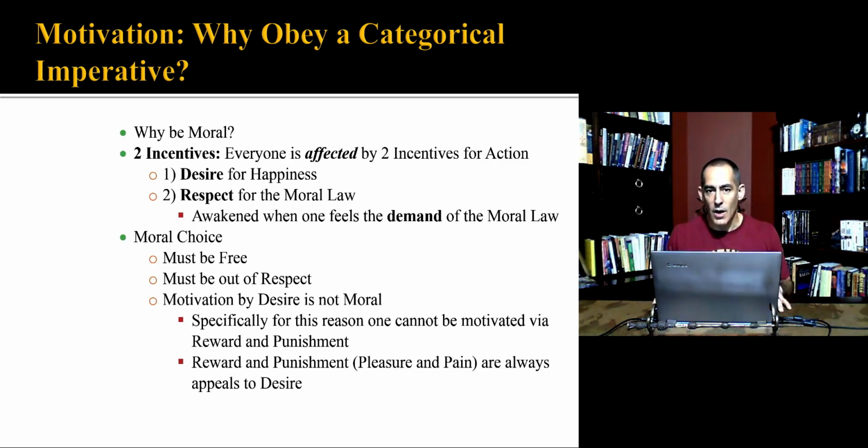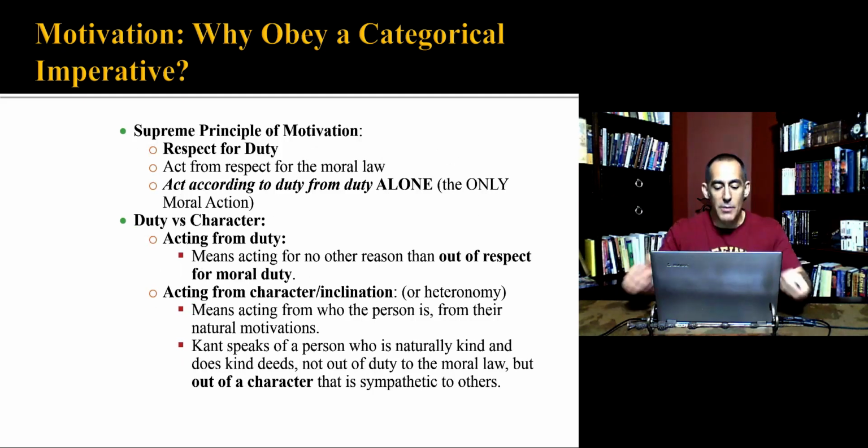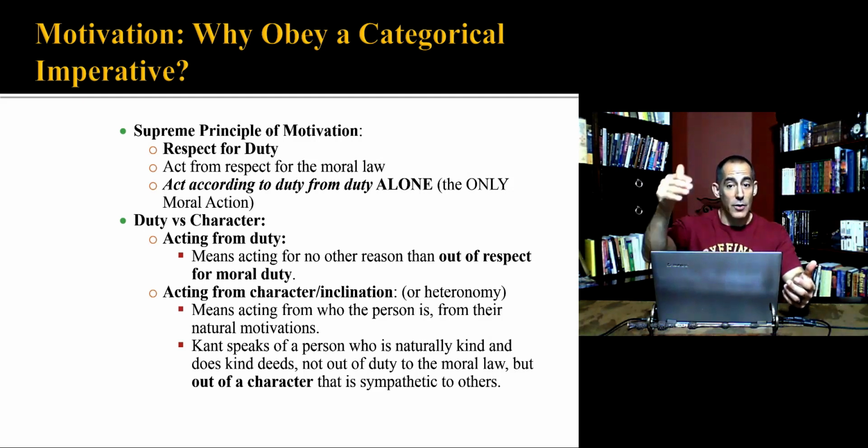Worth noting, Kant would not think the prison system is designed to make people into moral beings. Let's put it that way. Or spanking a child would not be a means to create a moral adult. Now, the supreme principle, like I said, is respect for duty, acting according to duty for duty's sake. So that brings up this issue of character versus duty, like we saw in the example with the adulterer, and in the example with the shed building.